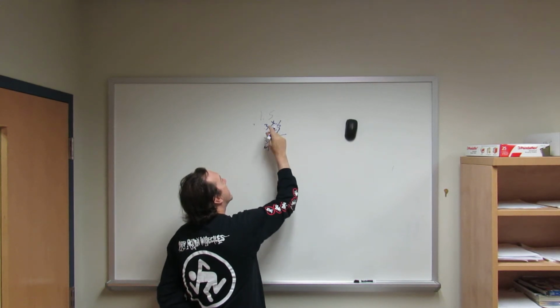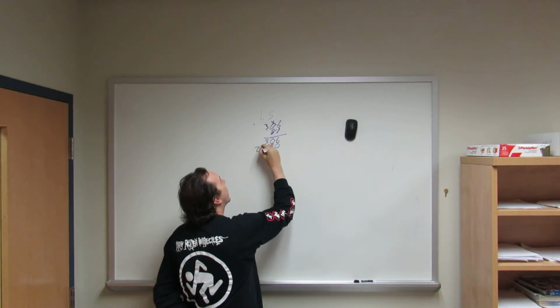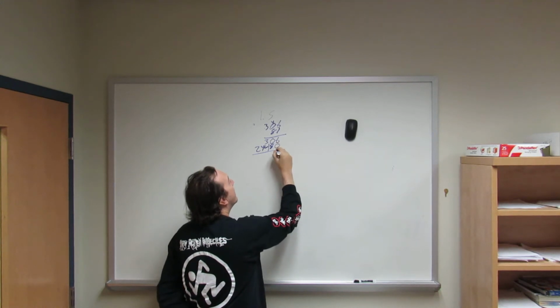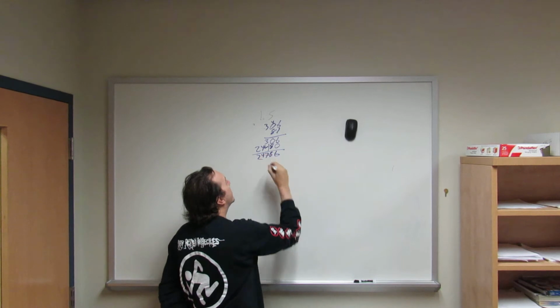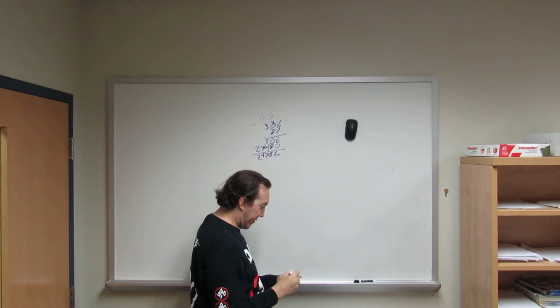And 8 times 3 is 24. Then you add everything. This is 24,786, and that would be the answer.